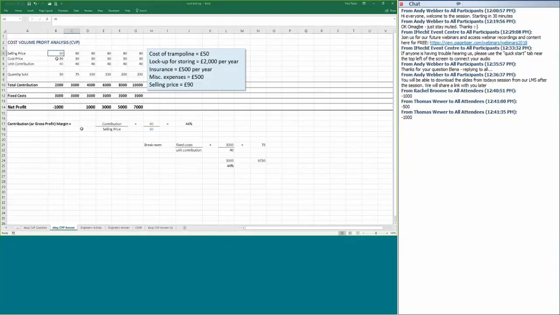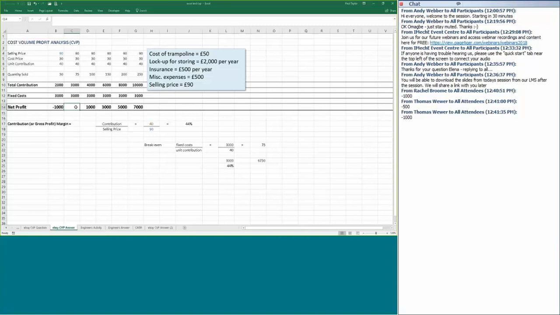So you can see here's the selling price, here's the cost price, the unit contribution is 40, we sell 50, total contribution is 50 times 40 is 2,000, we take off the fixed cost, which is the lockup, the insurance and miscellaneous expenses, and we're left with minus 1,000. And if we were to sell 75, then you can see that we hit break even. We make 0 net profit.